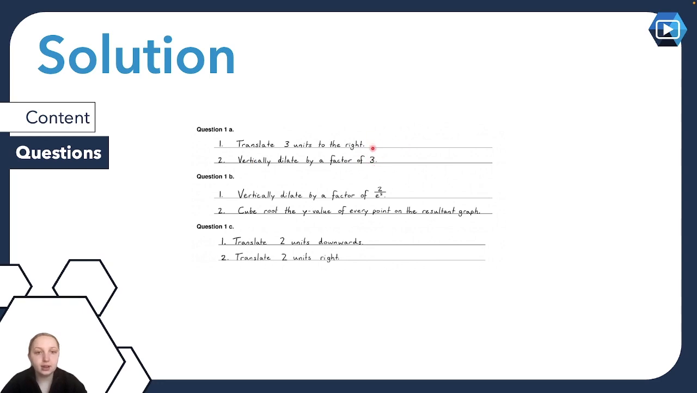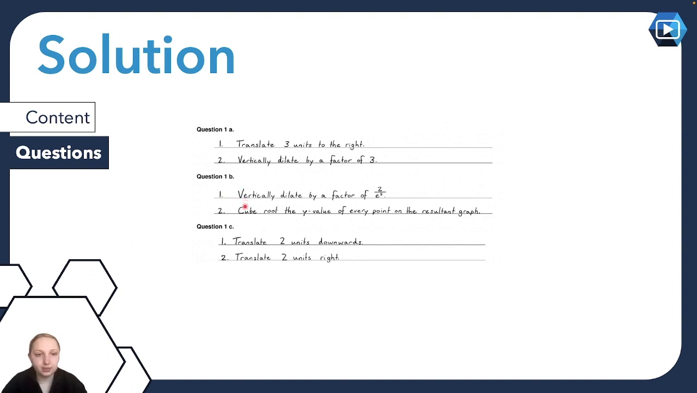Important here to consider the order of these transformations. It's important that we first do all of our horizontal translations and dilations, then followed by the vertical dilations and translations. So when you're answering a question like this, order does matter.